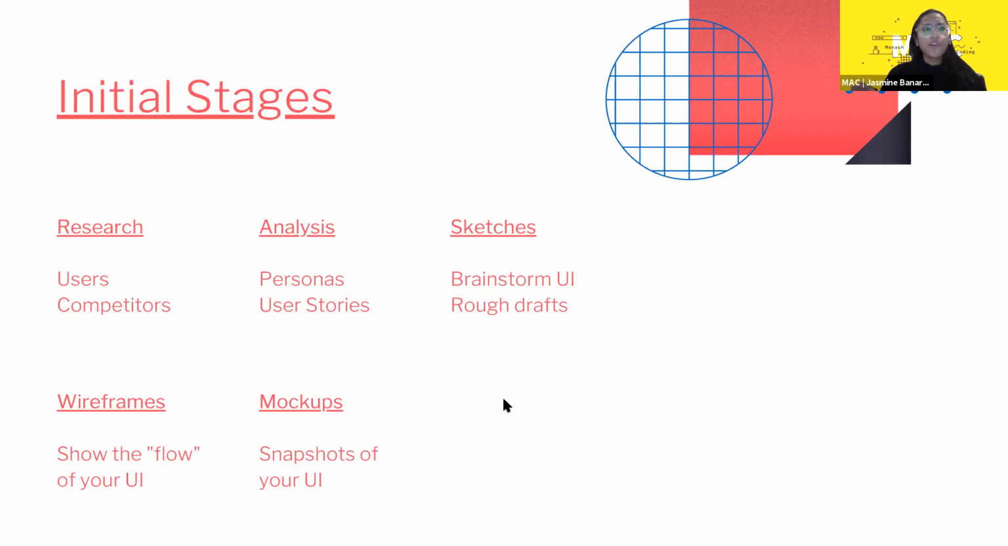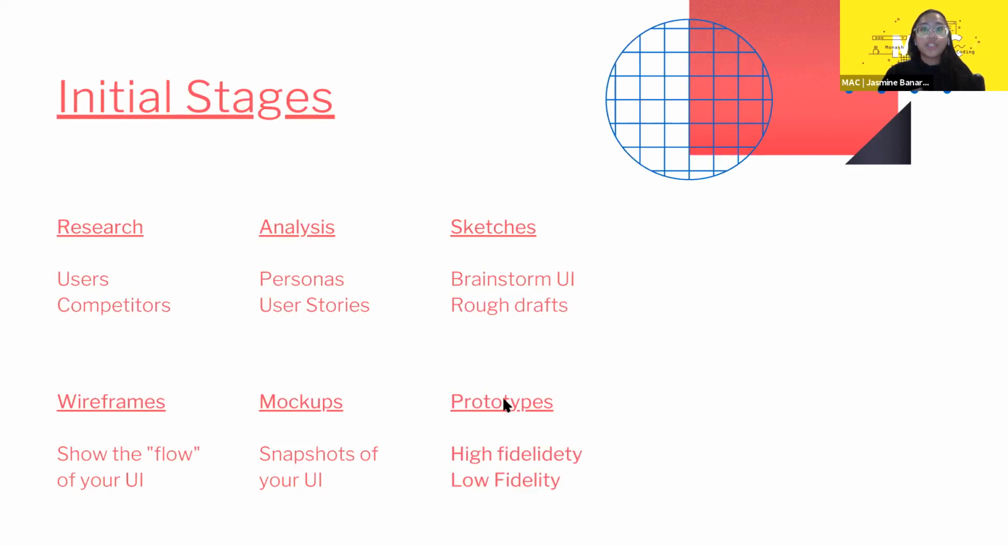But wireframes are more like the actual flow of your user interface. For example, what happens when you click a button? Does it take you to this page or does it take you to another page? And what happens when you enter a certain item into a field? Does it accept your text or does it reject it? That's what you're trying to show in a wireframe, compared to a mockup, which is a quick overview of what your UI looks like.